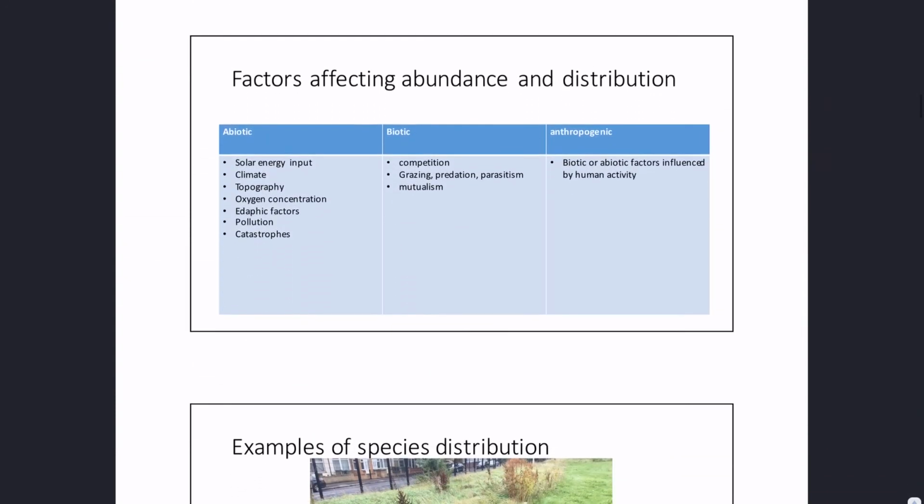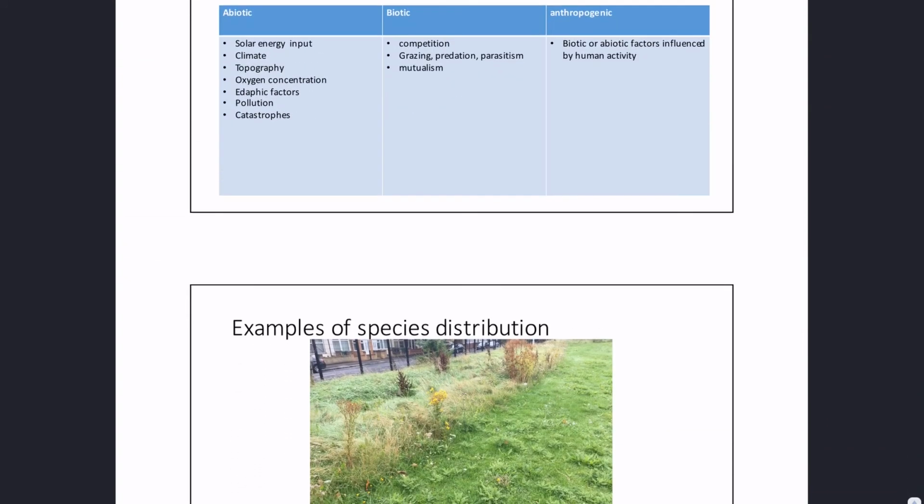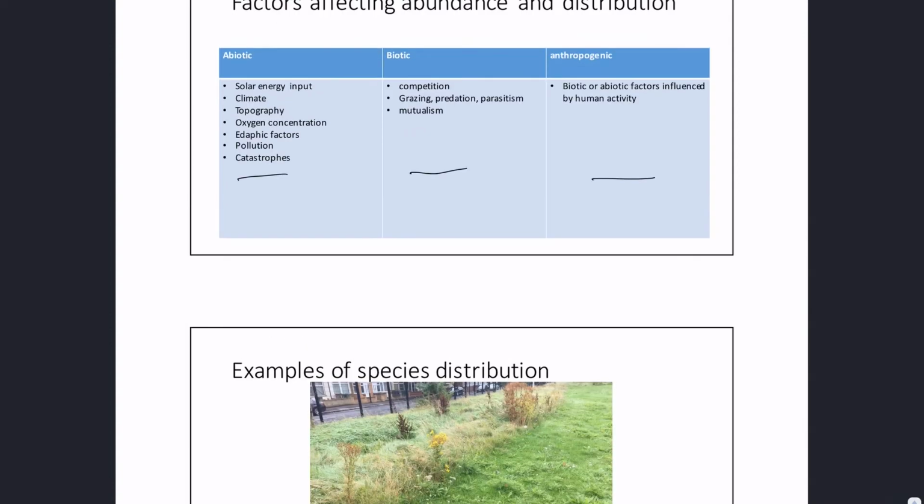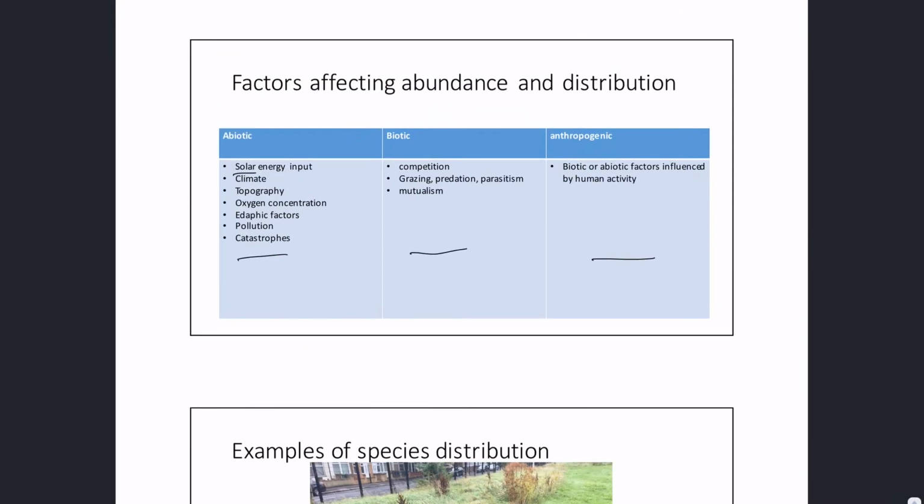So then we did a bit of observation. We looked at what those factors are, and you need to memorize those, and you need to have a couple of sentences in your mind ready to say how those factors can affect the abundance and distribution. So for example, solar energy input. How could that be a factor? So I've memorized it, I know it's a factor, but how could I explain that? So I need to think.